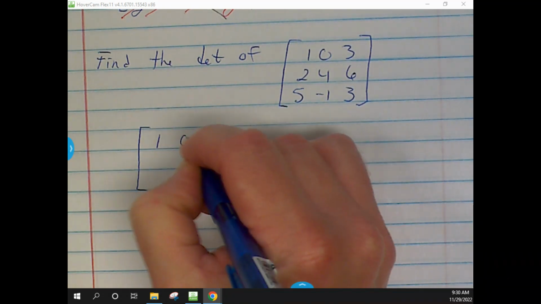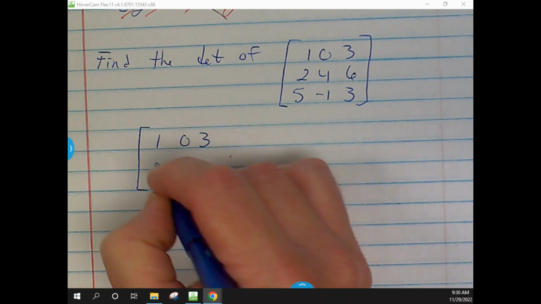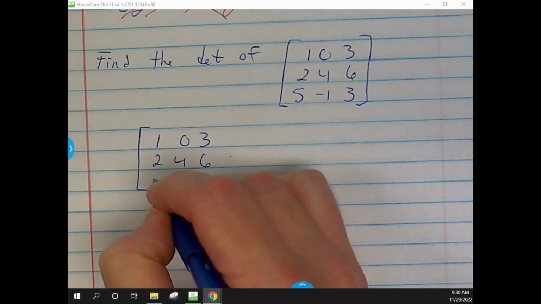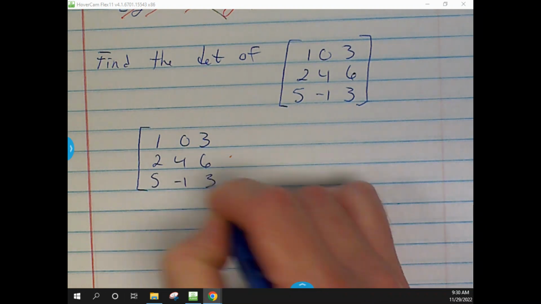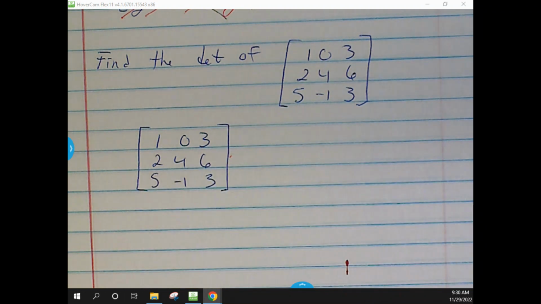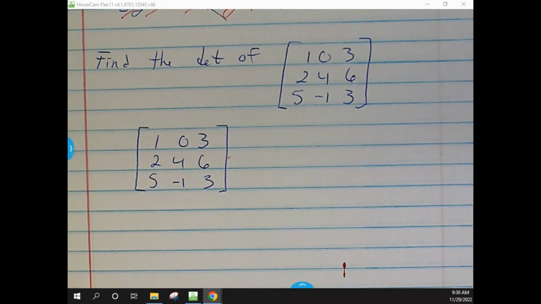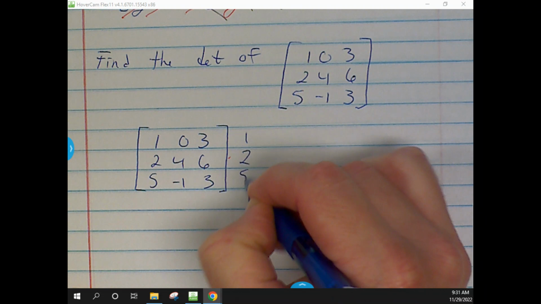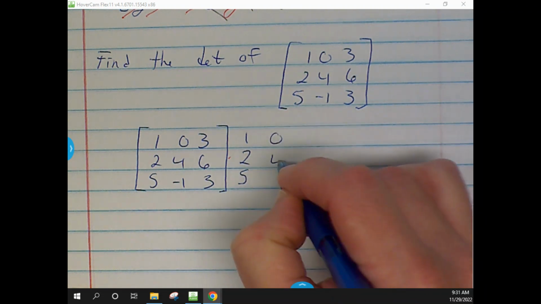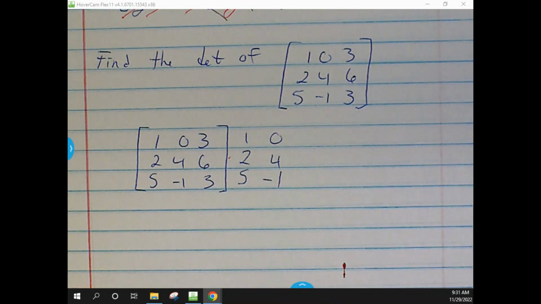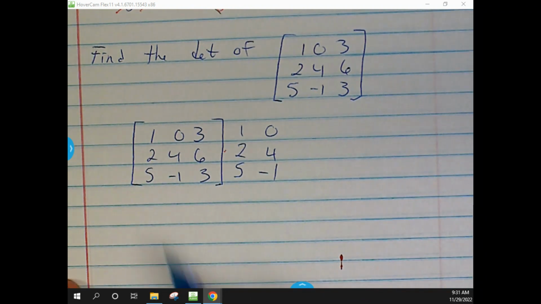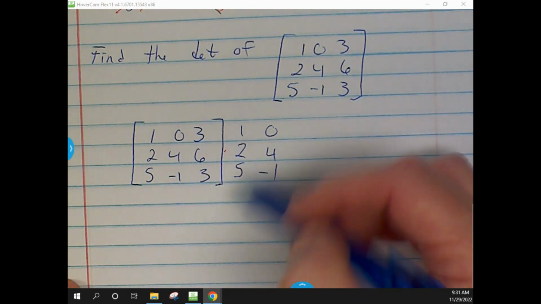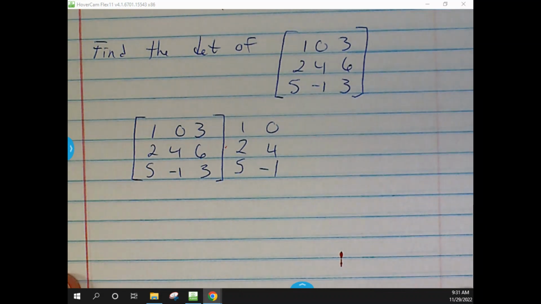Write down 1, 0, 3, 2, 4, 6, 5, -1, 3. And then repeat. And again, all you're going to do is just repeat the first two columns. Try to kind of keep them lined up, which sometimes is difficult. Try to keep the same spacing, because if you mess up the spacing, it makes the multiplying a little bit harder. So try to keep the spacing the same for each column, even though we've got this corner off here, because that makes it a little bit easier when you go through these.